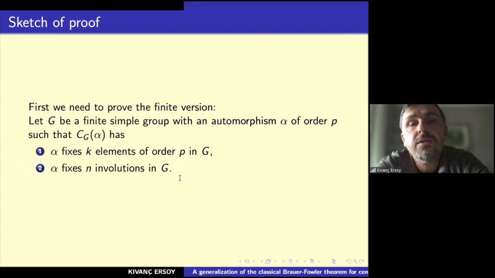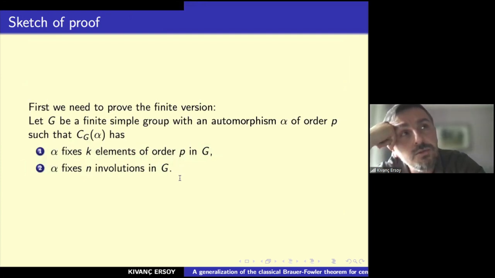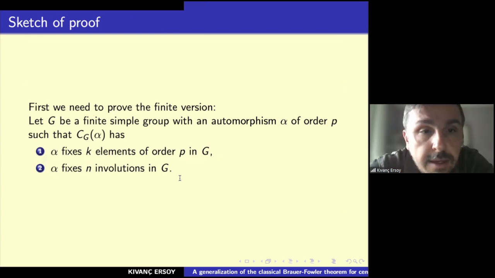So I want to give a sketch of the proof, and I want to talk about the obstacles to enlarge this result to finite groups as Hartley did. First, we have to prove the finite version.